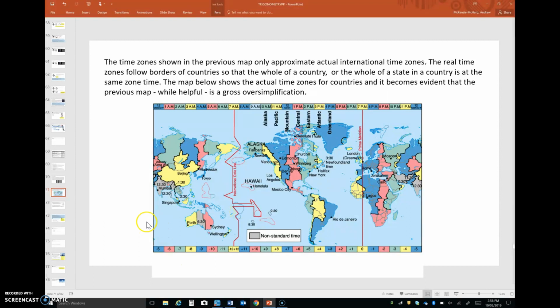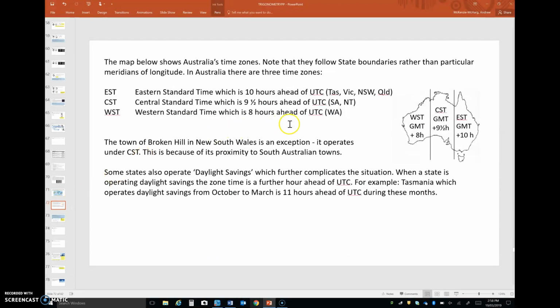Now, we don't need to worry about all those interesting intricacies in time zones other than the ones for Australia. We have Eastern Standard Time, Central Standard Time and Western Standard Time. We just need to know these ones and remember that unusual case of the Central Standard Time being 9.5 hours rather than 9 hours ahead of Greenwich, or the universal time coordinate.